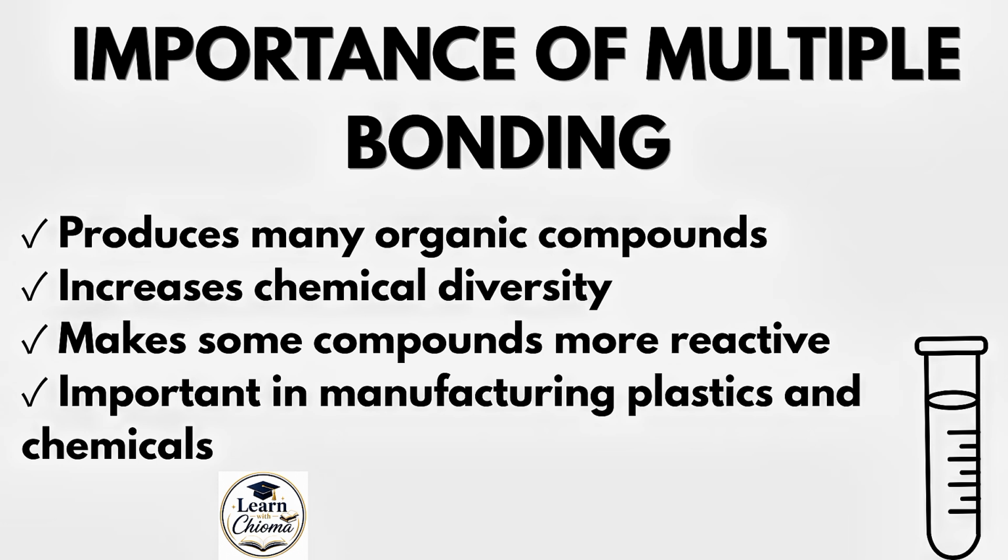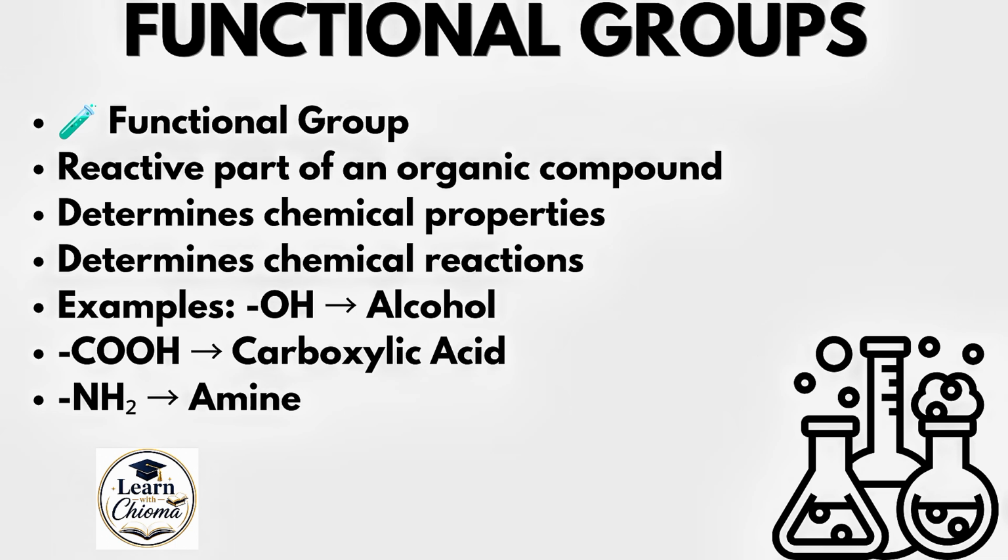So far, we've explored the special properties of carbon. Next, we'll learn how organic compounds are classified. A functional group is an atom or group of atoms that determines the characteristic properties and reactions of an organic compound. For example, the hydroxyl group OH is found in alcohols. The aldehyde group CHO is found in aldehydes. The carbonyl group C=O is found in ketones. The carboxyl group COOH is found in carboxylic acids.